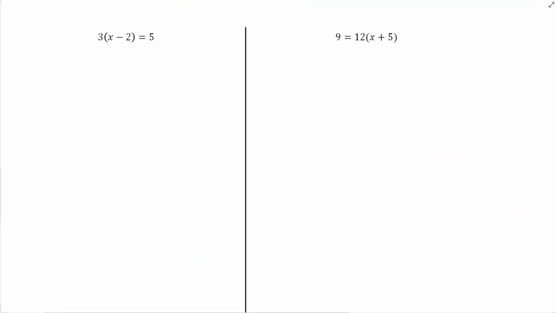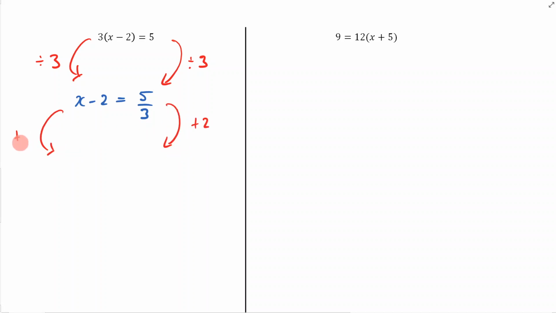All right, what are we going to do here? I need to get rid of that 3 first, so I'm going to divide by 3. That's going to leave me with x minus 2 is equal to 5 on 3. Now I'm going to have to plus 2 to both sides.